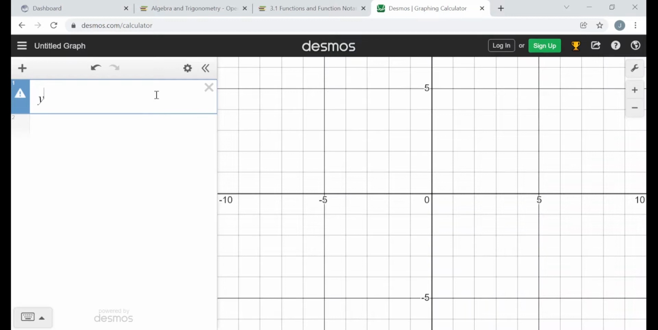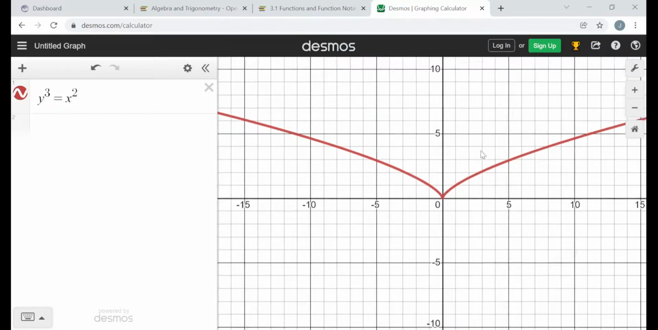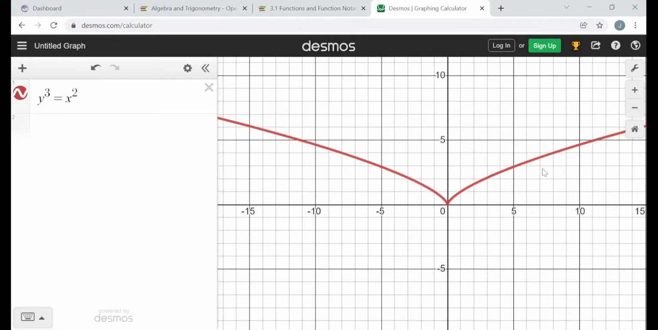y cubed equals x squared, and look at this, right? You could draw any vertical line, and it's only going to hit the graph one time. No vertical line will hit the graph more than once. So we do have a function here. y is a function of x. Excellent.